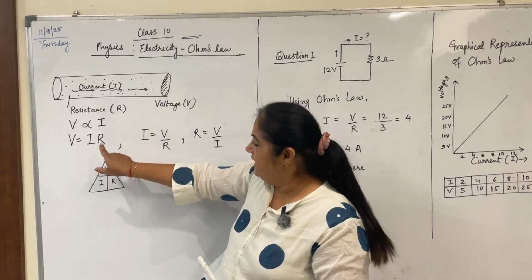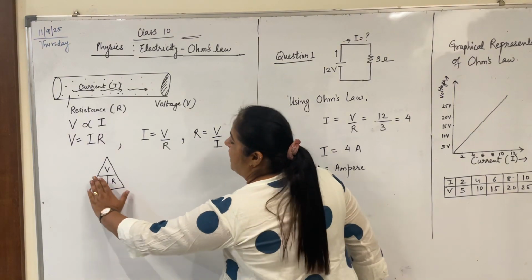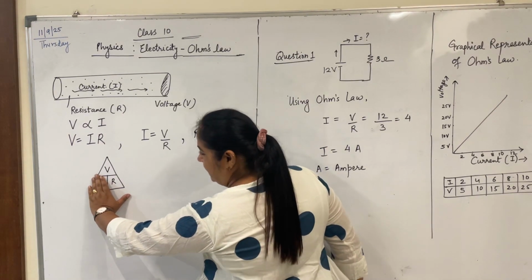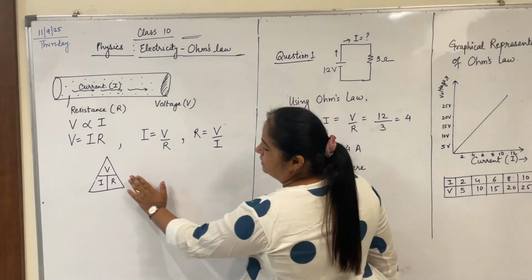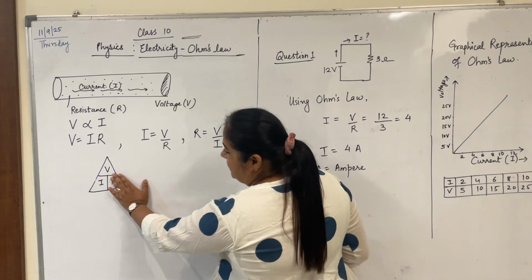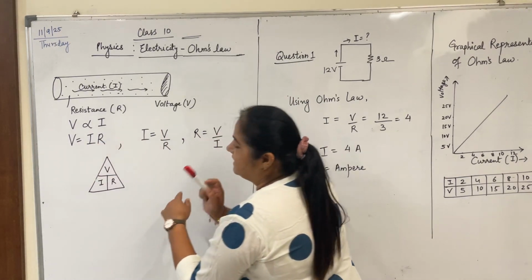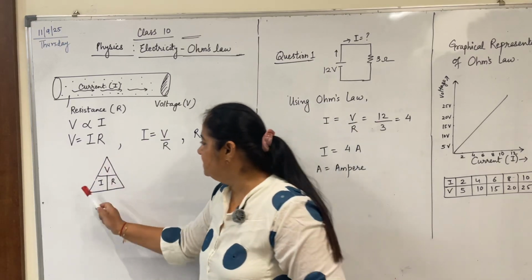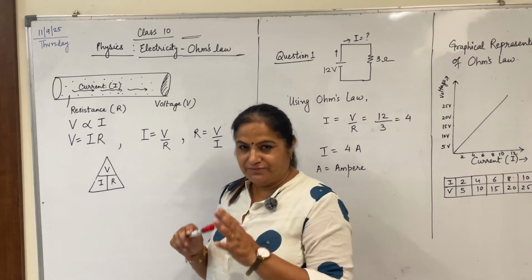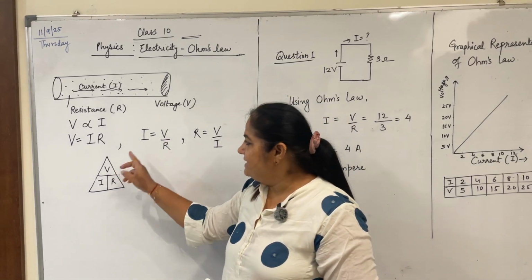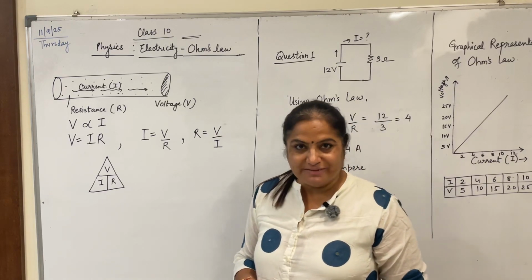That's it. If you want to know what I is equal to, I'm just hiding this I. Then it is V divided by R. And if you want to know what R is equal to, it is V divided by I. So this is how you can remember the Ohm's law equation. It's very easy. You have to remember that V is equal to IR. And from this, you can easily find out the other values.